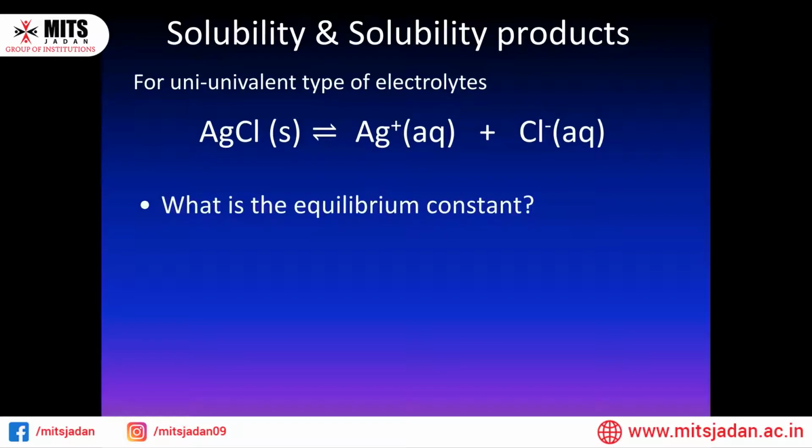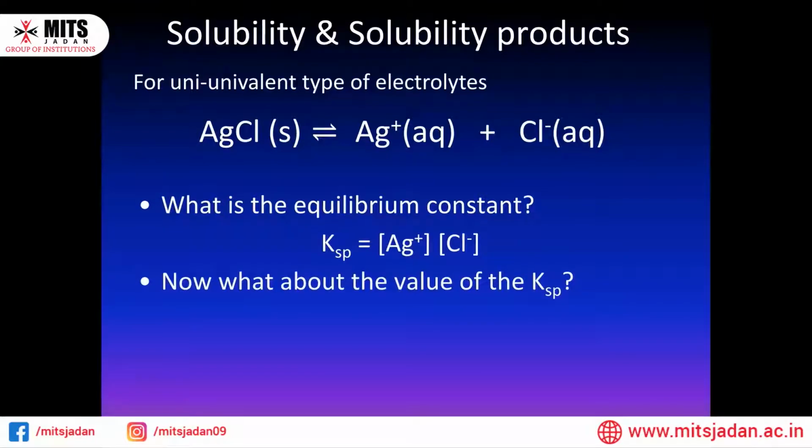Now, what will be the value of the equilibrium constant? It can be written as the product of ionic concentrations, that means the product of concentrations of silver ion and chloride ion. Now, what about the value of Ksp? The value of Ksp is 1.6 into 10 to the power minus 10, that is given here.